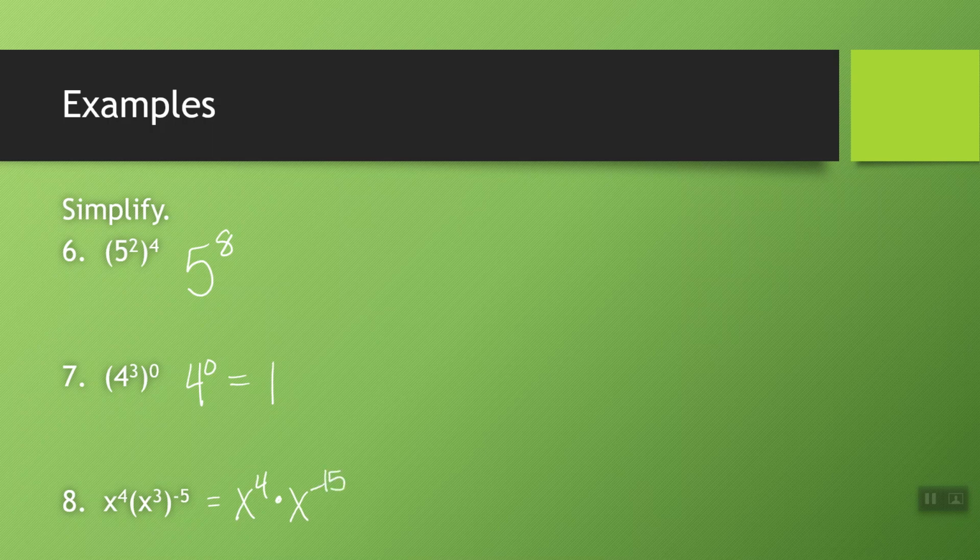And in our rule from the beginning of the lesson, product of powers, we're going to add those exponents together. 4 plus negative 15 is negative 11, x to the negative 11th. Finally, remembering that you can't leave negative exponents in your answers, 1 over x to the 11th.